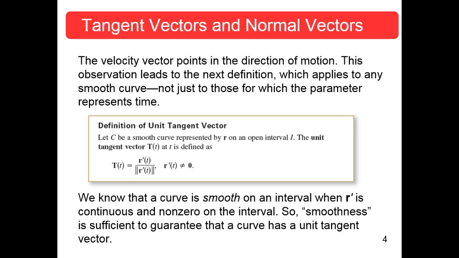We know that a curve is smooth on an interval when r prime is continuous and non-zero on that interval. So smoothness is sufficient to guarantee that a curve has a unique tangent vector. Okay, r prime is continuous and non-zero.